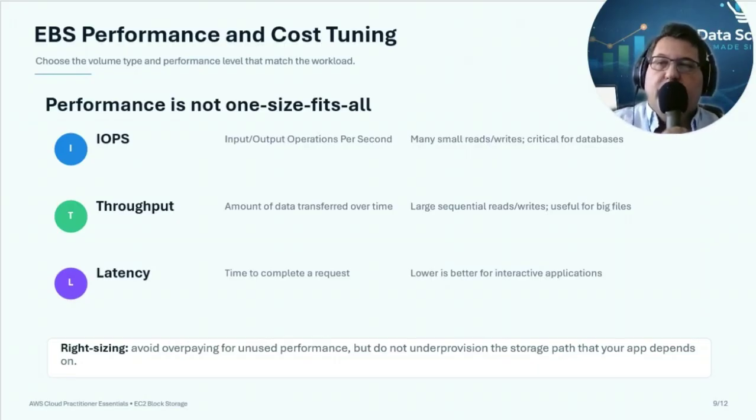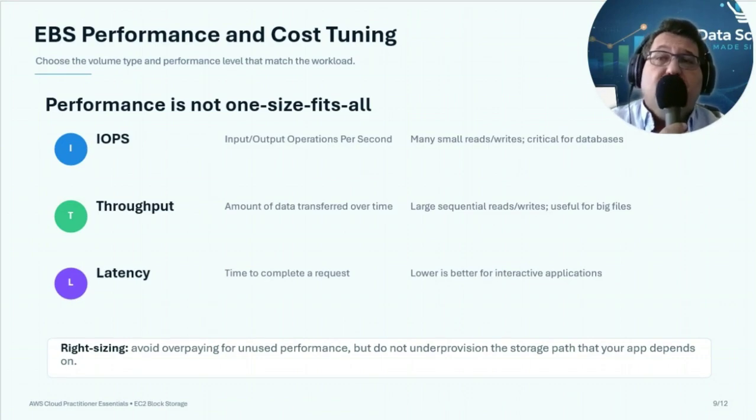A workload can have high IOPS without transferring enormous amounts of data, or it can have relatively few operations that transfer very large files. Therefore, IOPS and throughput are related, but they are not identical. Latency measures how long one storage request takes to complete. Lower latency is generally better, especially for interactive applications and databases, where the application waits for each storage response.